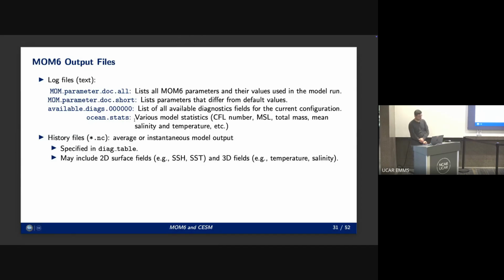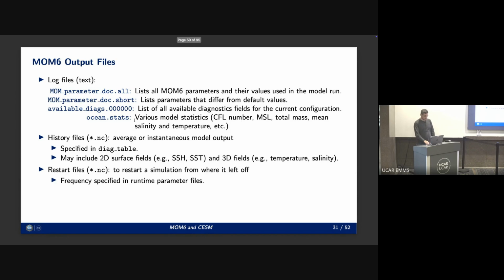History files, these are netcdf files, have average or instantaneous model output that you request through the diag table file. And these may include 2D surface fields like sea surface height, sea surface temperature, and 3D fields as well. Restart files are again used to continue a simulation from where it left off, and the frequency of restart files can be specified in runtime parameter files.